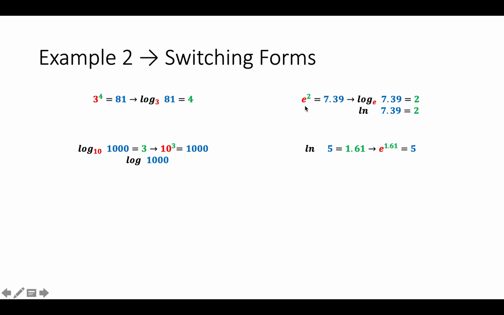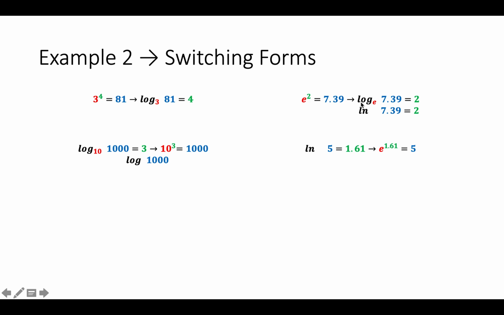Okay, we are visiting the natural base again. e to the second power equals 7.39. You can check this on your calculator. e to the second power equals 7.39. How do I rewrite that into logarithm form?